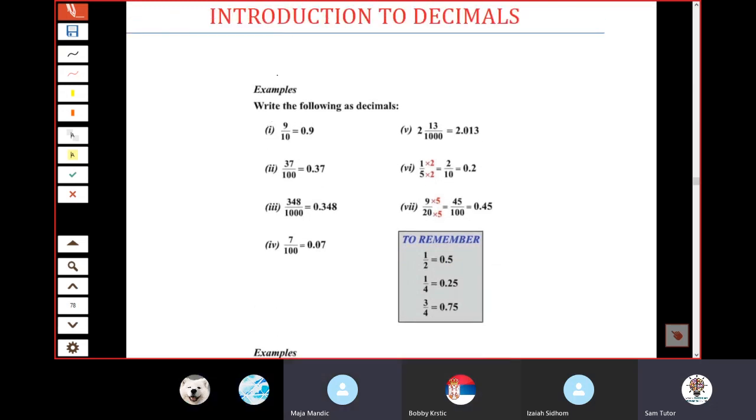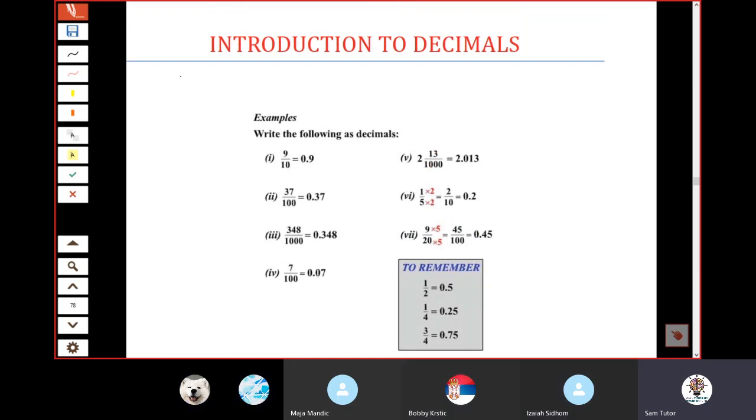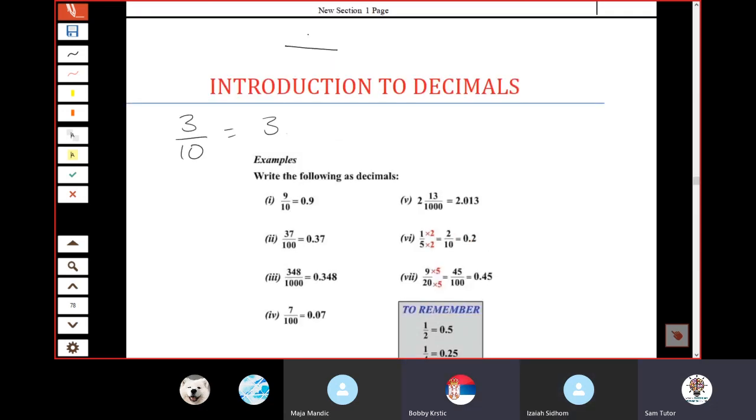Let's just do a bit of a revision. If it's over 10, that means you start at the end of this number. So 3 over 10, I start at the end, which is here, and then you go back to the left. The amount of decimals you see is the amount of zeros you see. So how many zeros? 1. So I've got to go back 1 place, which means my answer is 0.3.